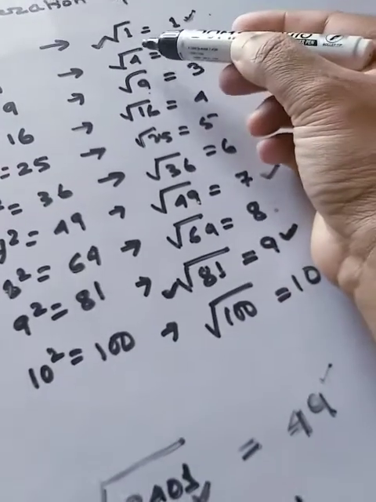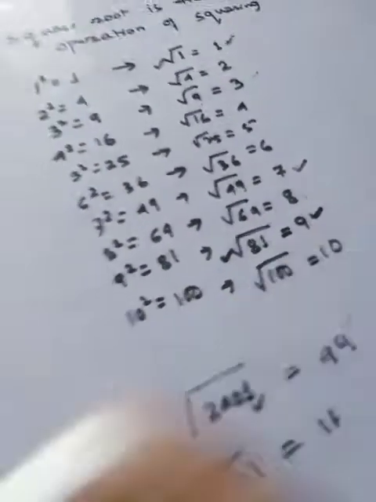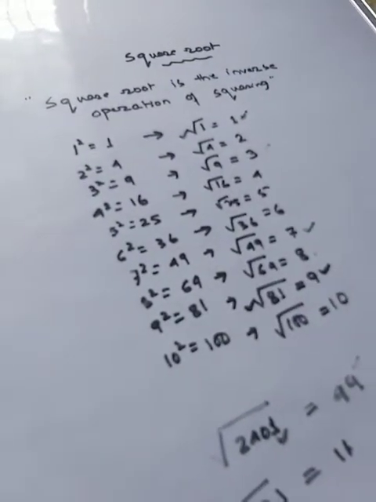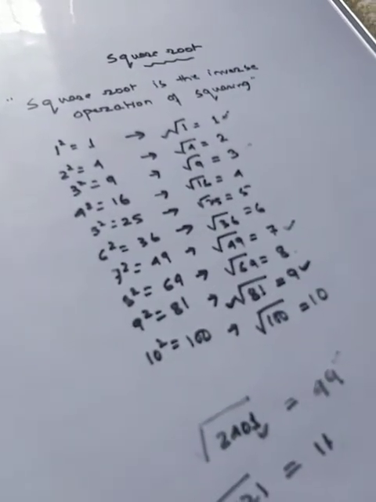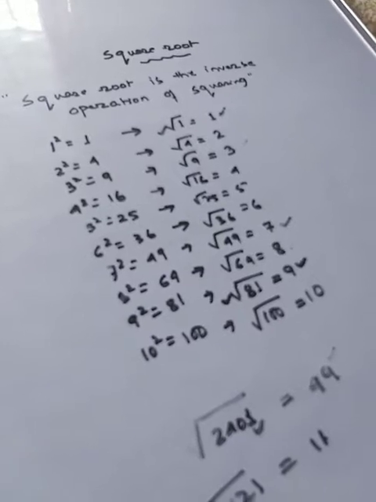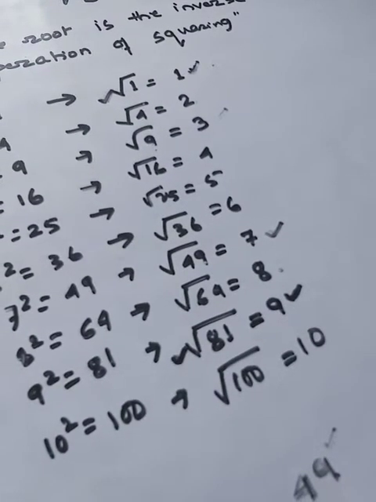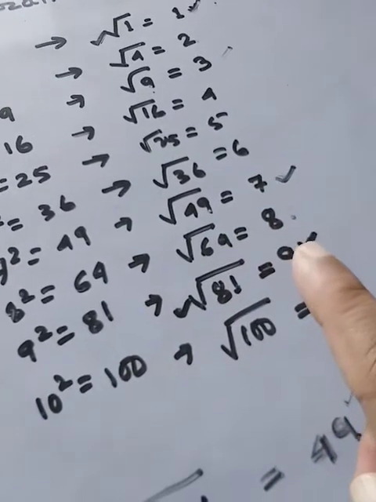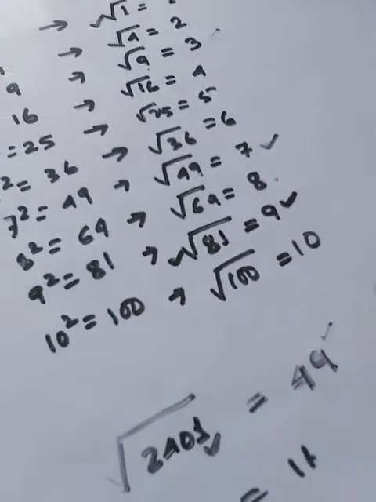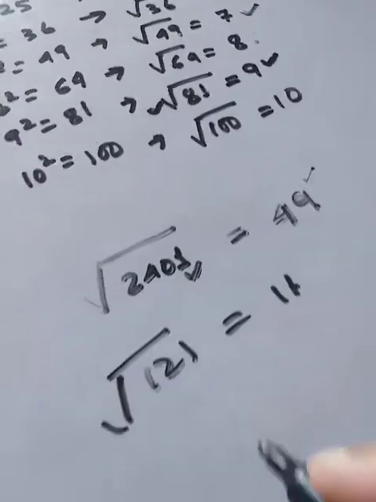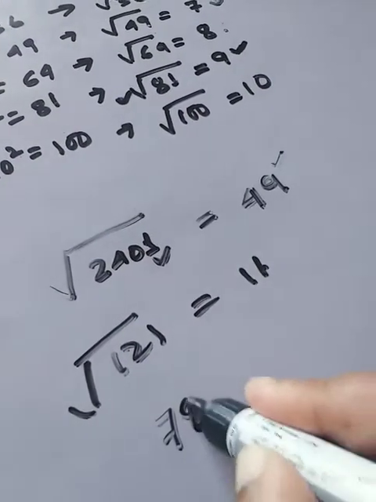Similarly, if we check out with 4, okay, so any number, suppose 64. Okay, so suppose this one, 784.